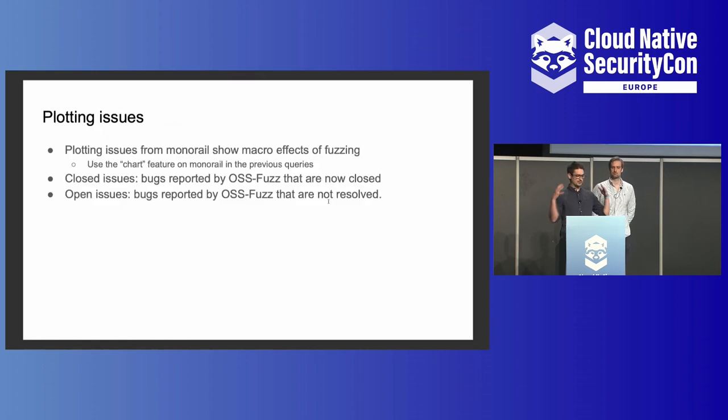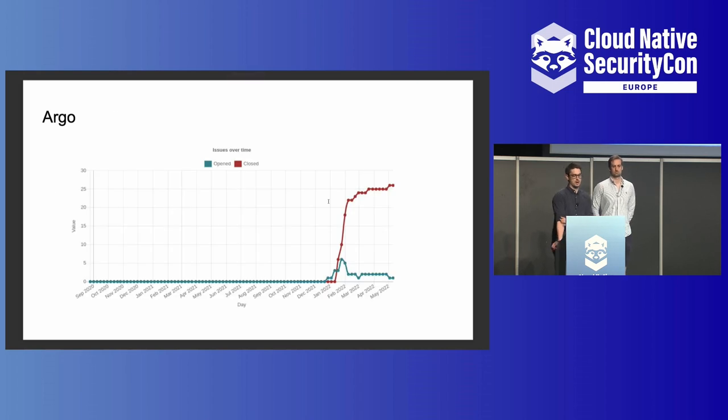So if we are to plot the issues that are reported here, we can plot them based on how many issues are closed on this monorail, so the database that I've just shown, and also how many are open. And in that sense, we can see how often bugs get introduced or found by the fuzzers and how often they are fixed. So here we have a project called Argo. And the red graph that you see up here is the amount of bugs closed on the database. That means whenever a bug is fixed, it will turn from open to closed. So closed is just going to go upwards depending on how many bugs get found and fixed.